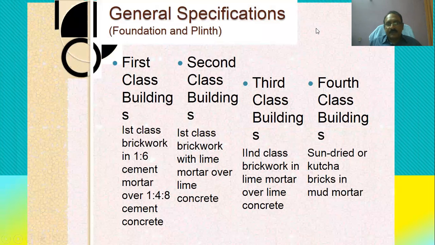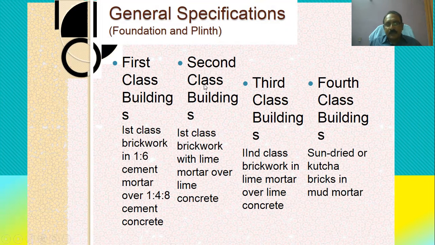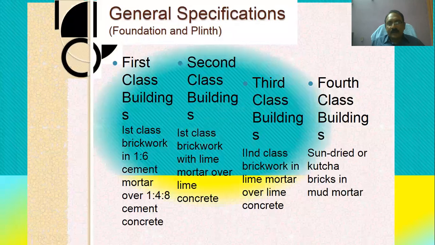General specifications. In first class brick, foundation and plinth, first one. In foundation, brickwork is in 1:6 cement mortar, over a 1:4:8 cement concrete. We'll see first class building. Before going to other classes, I will explain.